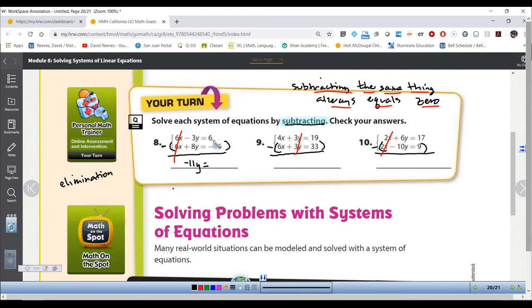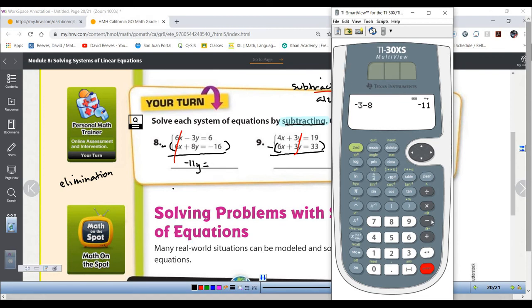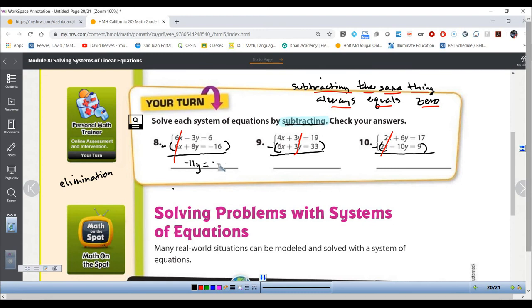Now what do I have here? Be careful. 6 minus a negative 16. Remember, subtracting a negative is the same as adding a positive. And what do I get? I get positive 22.